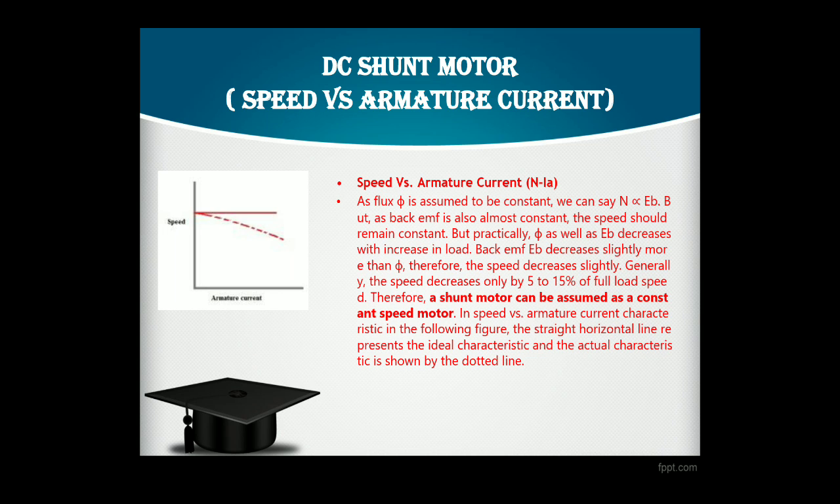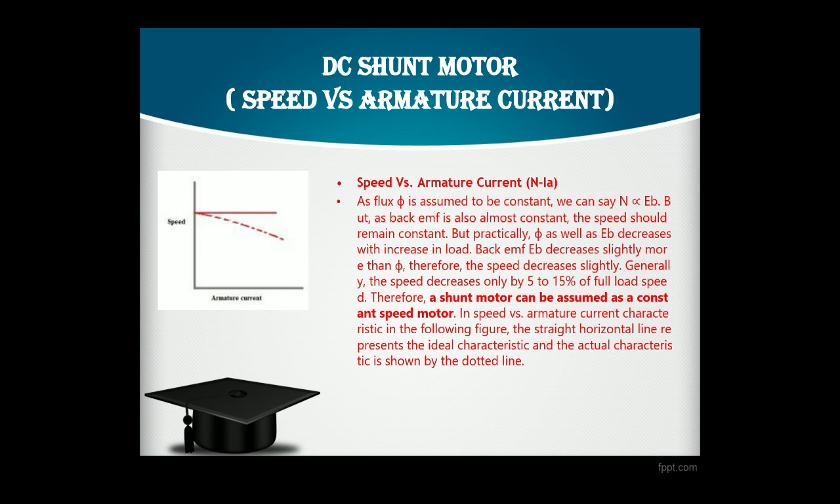As flux phi is assumed to be constant, we can see that N is proportional to Eb, and as back EMF is also almost constant, the speed should remain constant, but practically phi as well as Eb decrease with increase of load. As I have already told, if the load is increased slightly, the speed is reduced. The speed decreases only 5 to 15%. A shunt motor can be assumed as a constant speed motor.